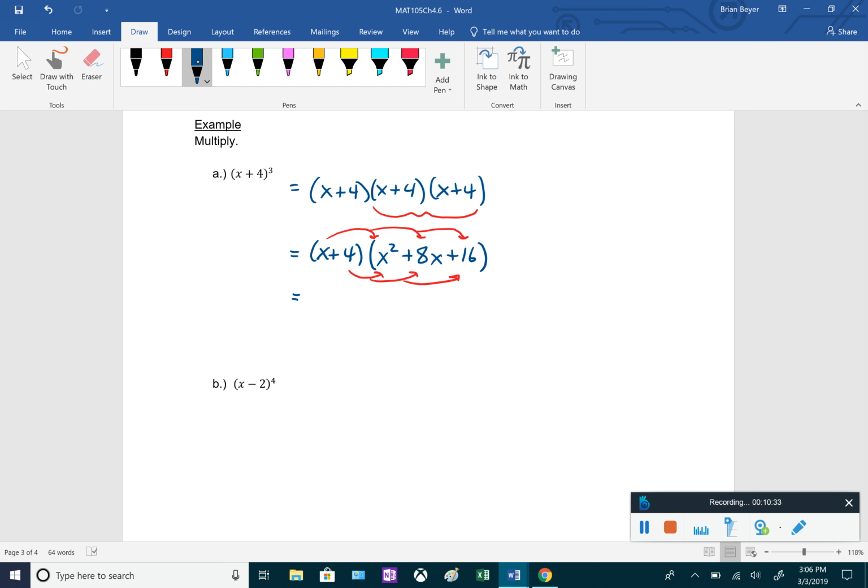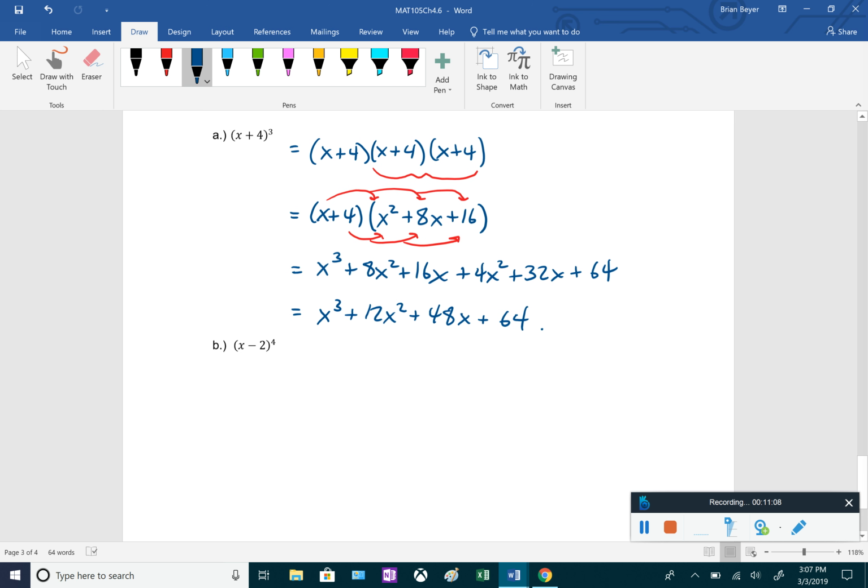So multiplying the x, we get x cubed plus 8x squared plus 16x. And then multiplying the 4, we get plus 4x squared plus 32x plus 64. Now we have to combine like terms. We get x cubed, 8x squared plus 4x squared is 12x squared. 16x plus 32x, we get plus 48x, and then plus that 64. Okay, so obviously a little bit more work than some of the other ones, but still very doable.